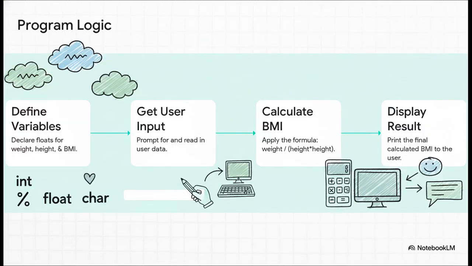So here's our game plan. First, we're going to declare some variables to hold the weight, the height, and of course, the final BMI result. Next, we'll ask the user to enter their data. After we get that, we'll apply the formula to make the calculation. And finally, we'll print the calculated BMI back to the user. It's a simple 4-step process.